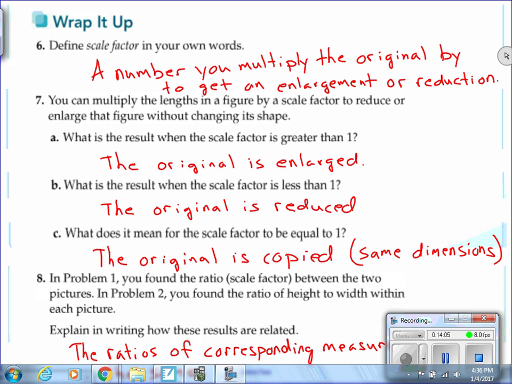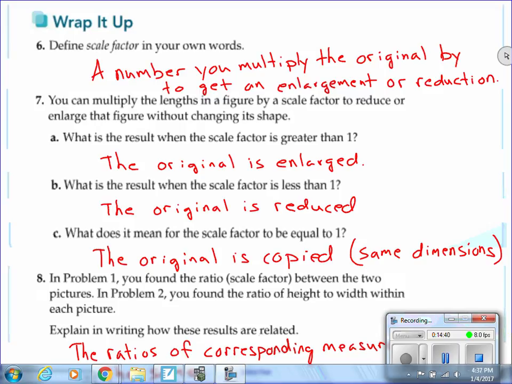To go ahead and wrap all this up, looking at the last couple pages, a scale factor in your own words, I would just say it's a number you multiply the original dimensions by to get an enlargement or reduction. Going on to 7, it says you can multiply the lengths in a figure by a scale factor to reduce or enlarge that figure without changing its shape. What's the result when the scale factor is greater than 1? The original is enlarged. B, what's the result when the scale factor is less than 1? The original is reduced. It's made smaller.